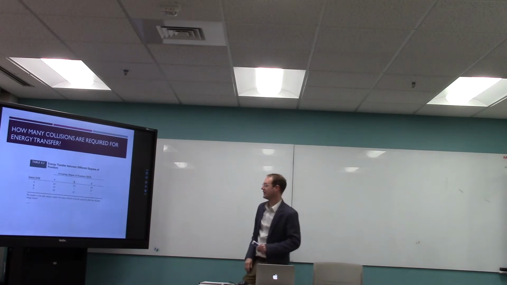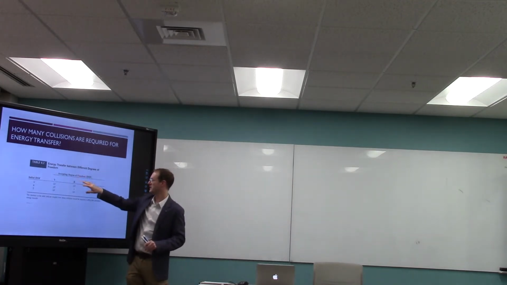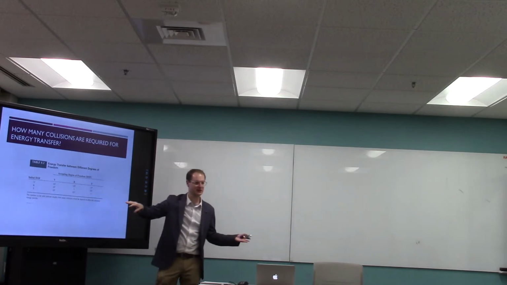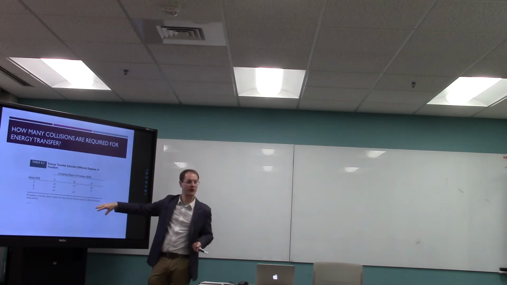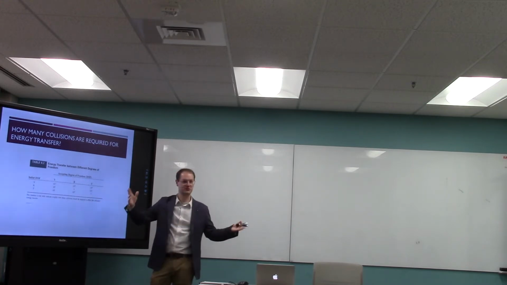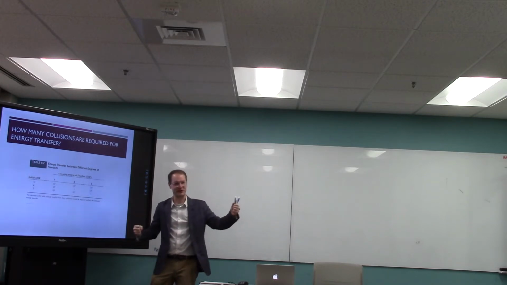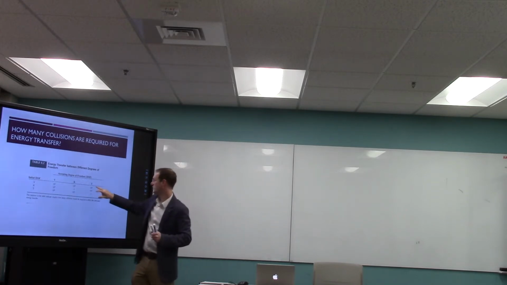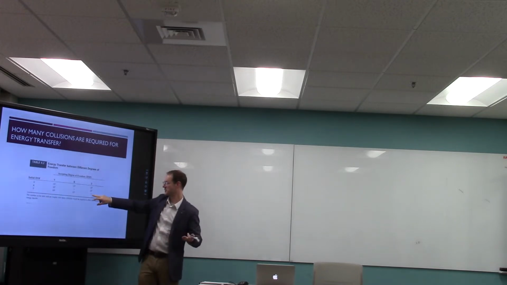And so you can consider different degrees of freedom that could get excited during a collision. So here's a table showing typical values of how many collisions are required in order to excite different degrees of freedom from some other degree of freedom. If you look at translation to translation, this requires only one collision.